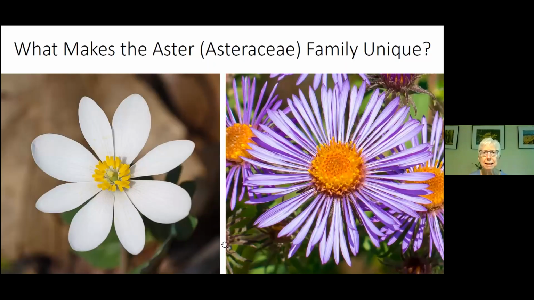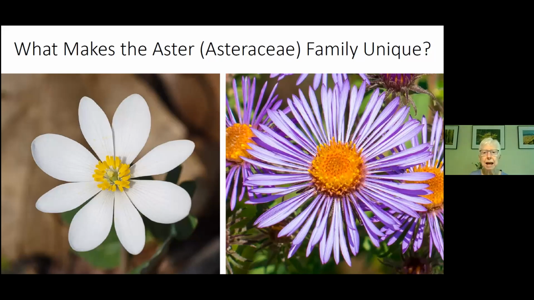What makes the Aster family unique? On the left of this slide, we have a bloodroot flower, one of the spring bloomers, sort of a classic flower, not an Aster family member. And on the right, we have an Aster family member. This particular photo is of a species called Aromatic Aster. So what's different? They look kind of similar. What makes the Aster family the Aster family?